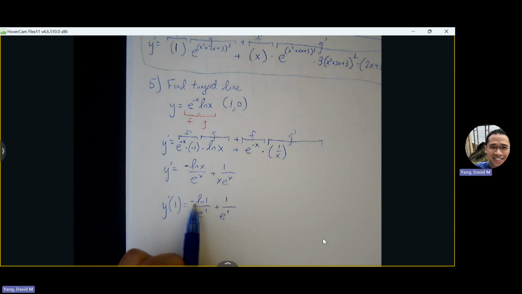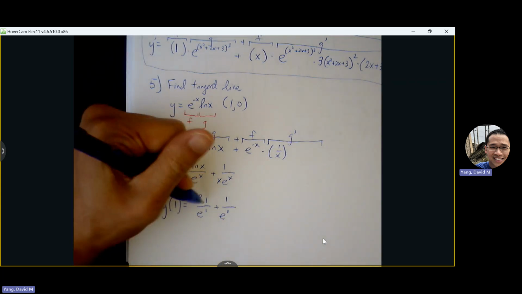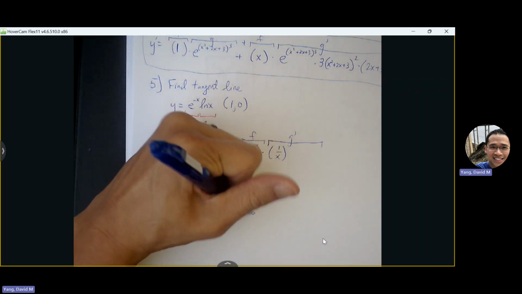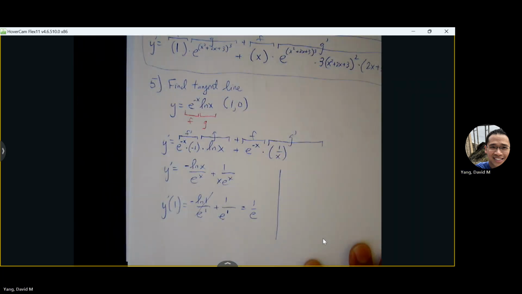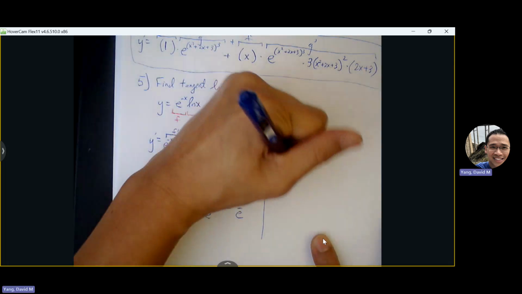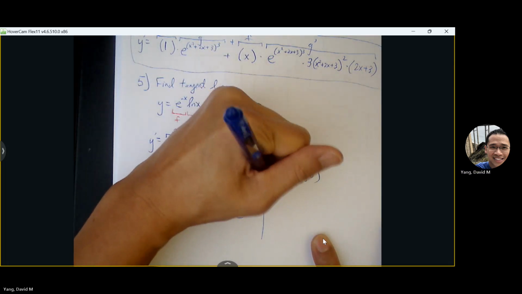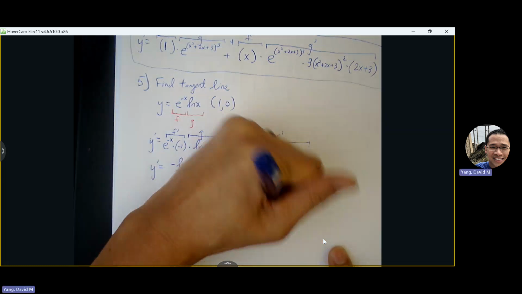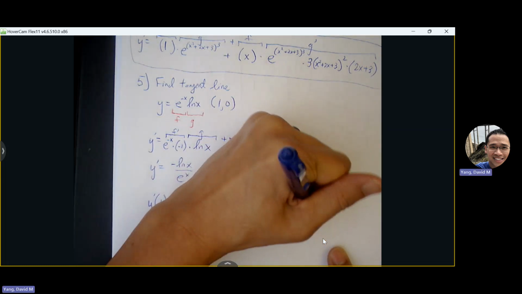Okay. What do you know about natural log of 1? Natural log of 1 is just what? Okay. We know natural log of e is 1, but natural log of 1 is 0. Yeah, so that's nice. That wipes this out. So my slope is just 1 over e. So my point is 1, 0. My slope is 1 over e. Point slope form.